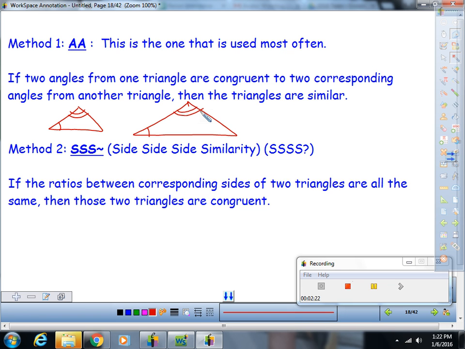So it's not to be confused with side, side, side. So you can call this SSS with a tilde, or maybe in this class, starting this year only, we should just call it SSSS. We could also call it the snake theorem, and we will include that in another set of parentheses.